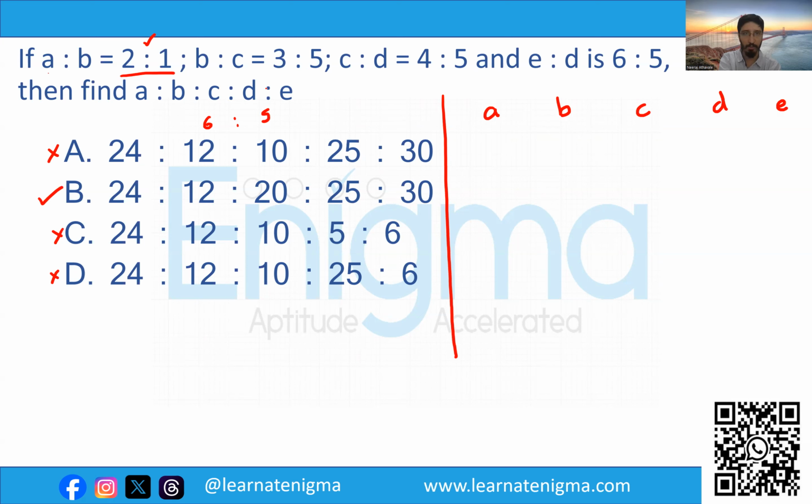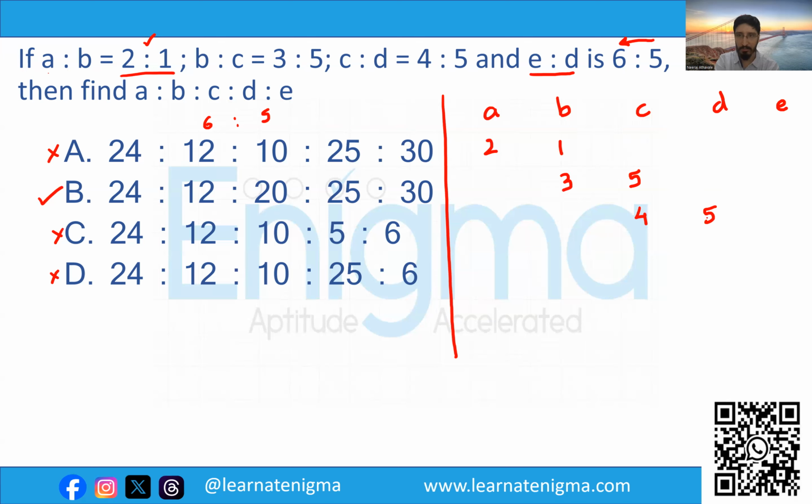The first ratio A to B is 2 is to 1. We write it down in the first line. The second ratio 3 is to 5 in the second line. C is to D is 4 is to 5. So that is also in the next line. Now this is E is to D and we have written D is to E. So we'll write it down as 5 is to 6. D is to E will be 5 is to 6.